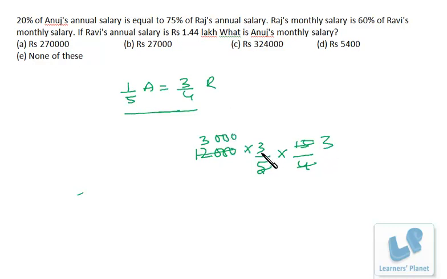So this is 9 threes are 27,000. Since we started with monthly salary, that is 12,000, at the end we are reaching at monthly salary only. So we are asked about Anuj's monthly salary, so that will be 27,000, right?